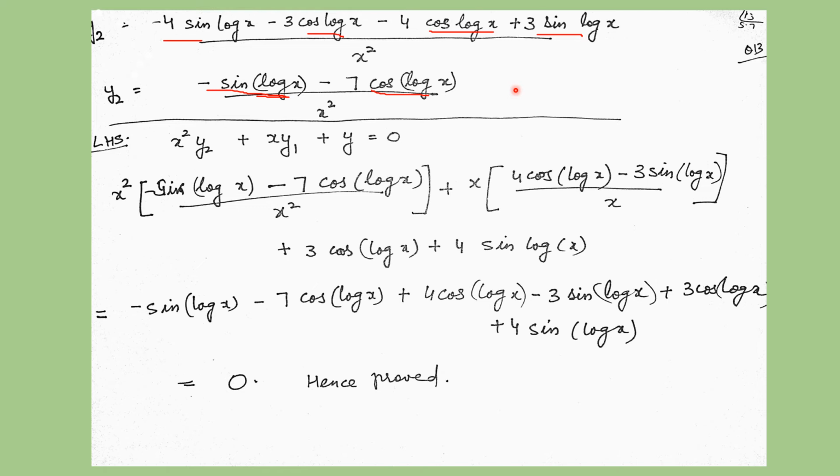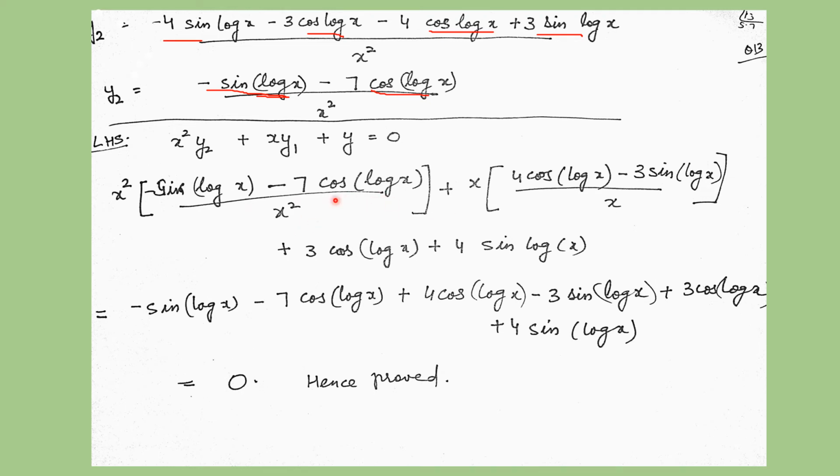Now, what you have to prove is that the left hand side, x square y2 plus x y1 plus y, is equal to 0. Very simply, you just substitute all the values. This x square as it is multiplied by y2. What value did you get? Pick it up from here. You will write minus sine log of x minus 7 cos log of x whole upon x square.